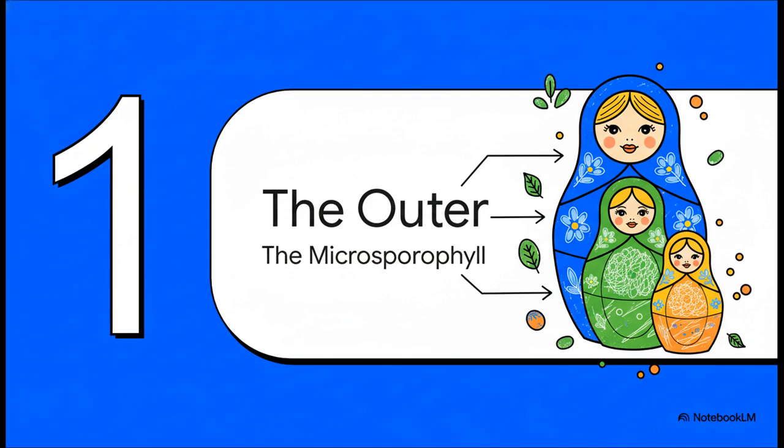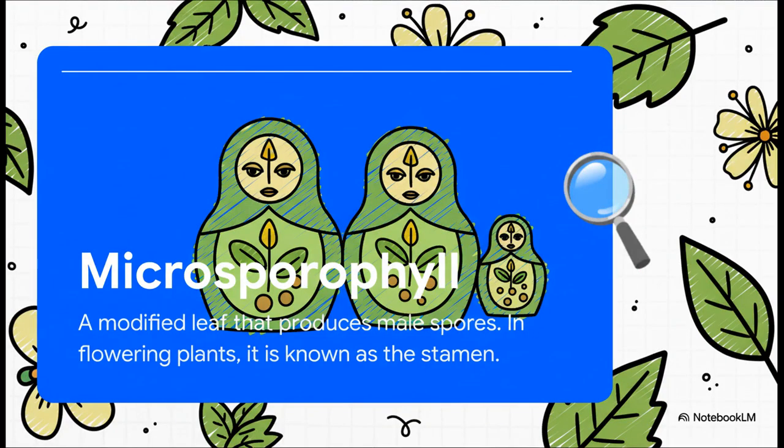Let's figure out what that actually is. So what is a microsporophyll? Well, it's basically a specialized leaf. It's been modified with one job, to hold all the parts that make male spores. And here's the best part. You probably already know what this is. In flowering plants, we just call it the stamen. That's right. The stamen is the microsporophyll. So that's our big outer doll.